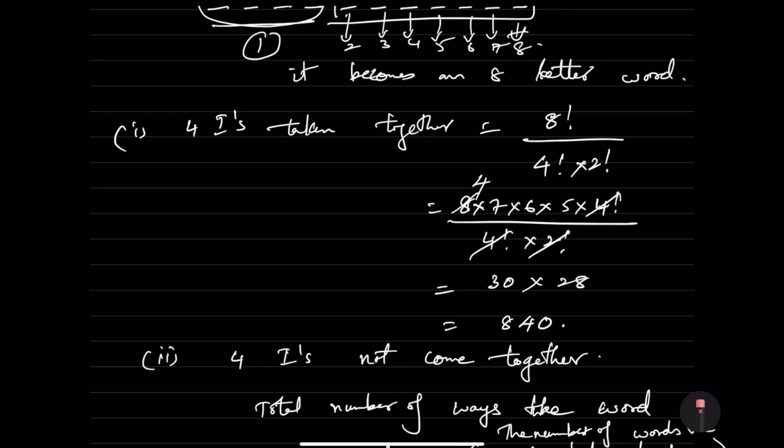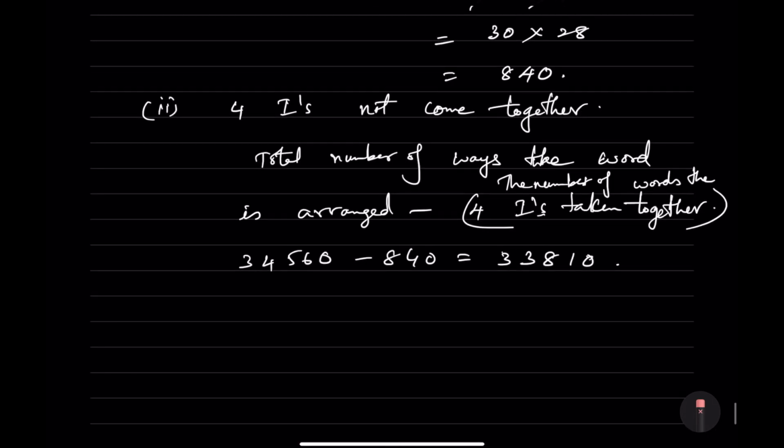The 4 i's should not come together at all. They should be separate. So the number of ways is, from the total number of ways the word is arranged, minus where the 4 i's are taken together as one entity, the number of words formed. We have to subtract, then we'll get this answer.